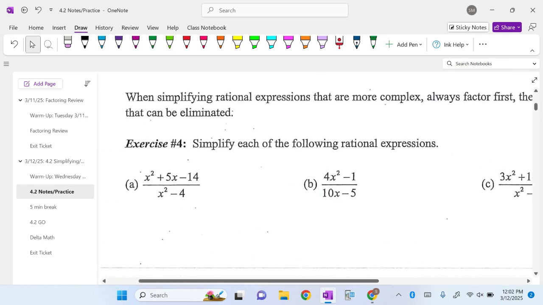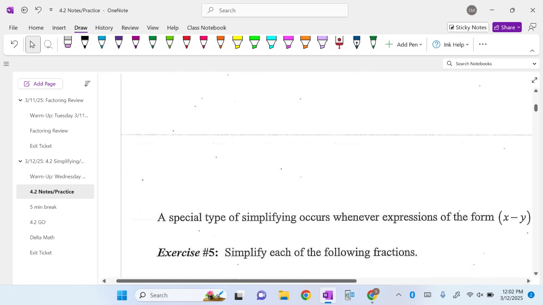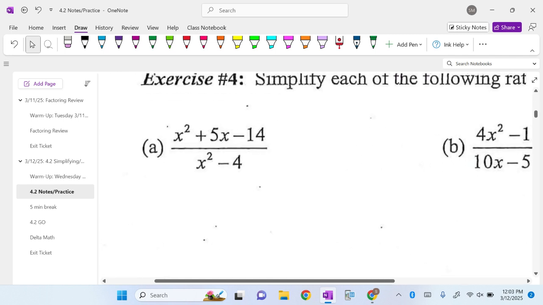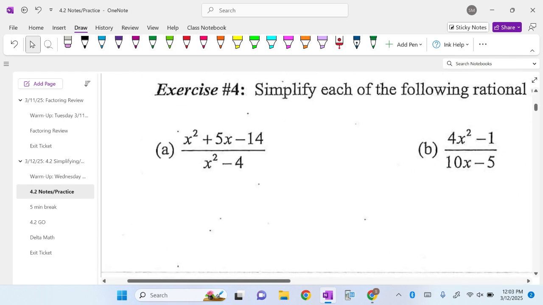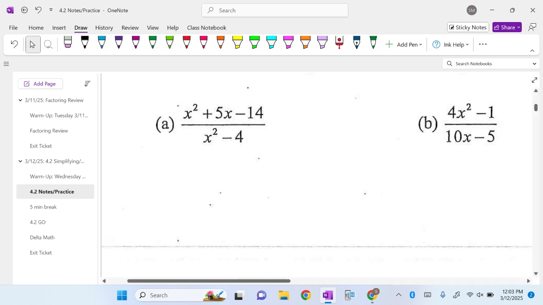So let's look at some actual simplifying rational expressions. So similar to what we did with example 1. So look at exercise 4, letter A. So again, first thing you want to do is factor the numerator and the denominator. So let's factor the numerator first of letter A.